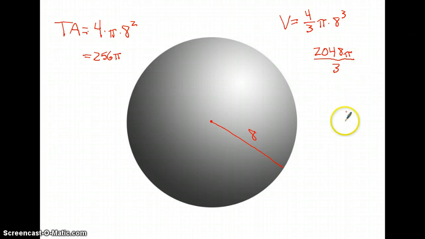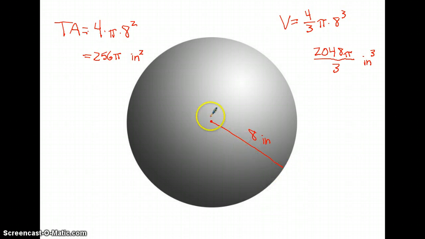If you want a decimal answer, you know what to do. You hit the pi button on the calculator, and you get a decimal. If this were inches, this would be square inches, because this is, after all, the surface area, and this would be a volume, so this label would be cubes. Okay, that's the most straightforward kind of problem you're going to get.